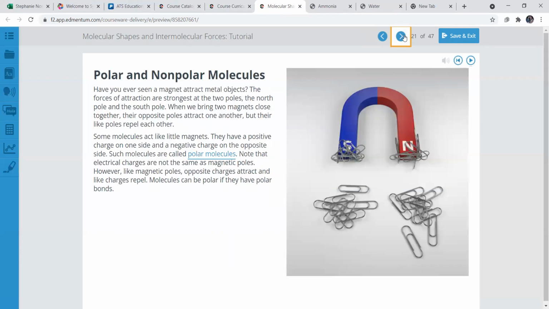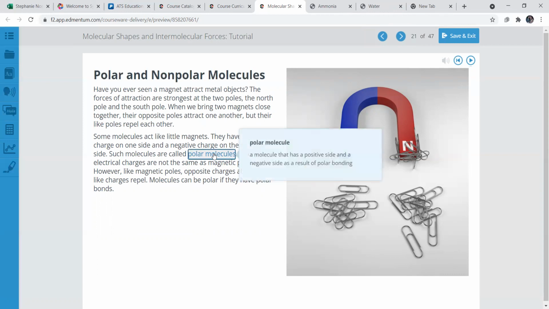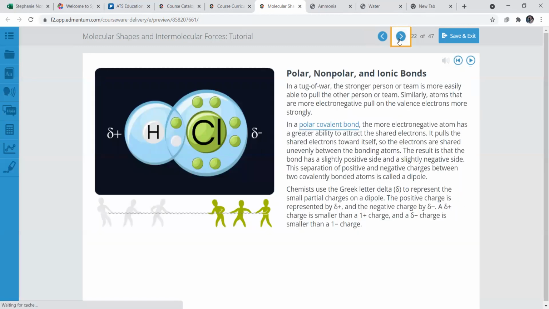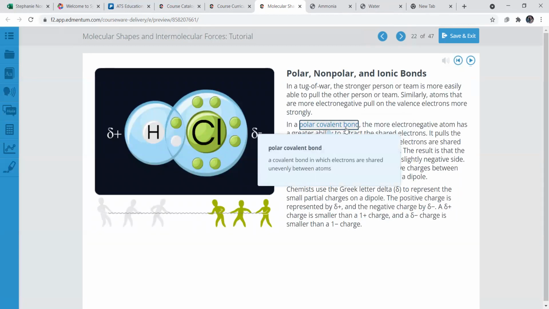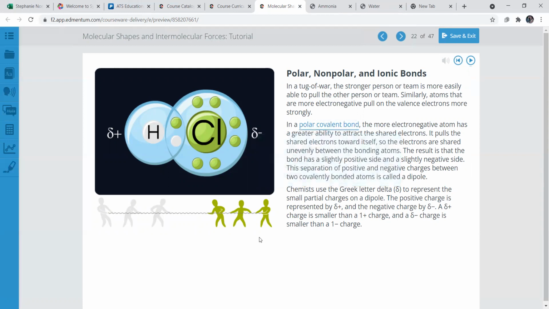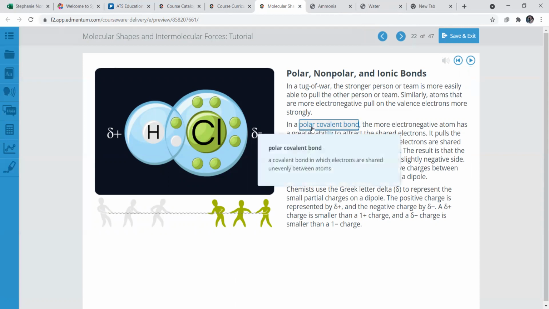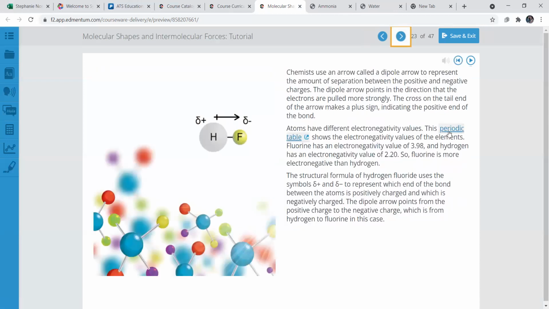Polar and non-polar molecules. Think of magnets. A polar molecule is a molecule that has a positive side and a negative side, resulting in polar bonding. Okay, a polar covalent bond is a covalent bond in which electrons are shared unevenly between atoms. So that means that, let's say hydrogen, there's only one electron that shares. Things are shared unevenly. There's not an even distribution of electrons. That's basically all it is saying.